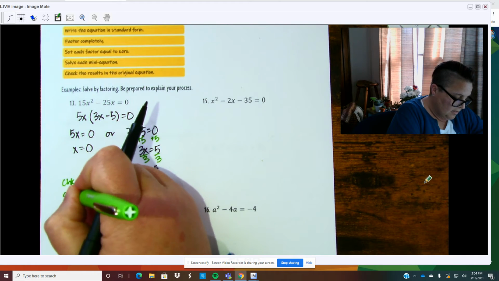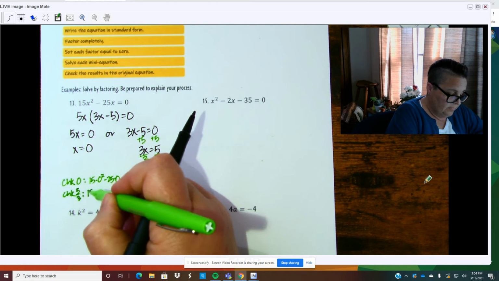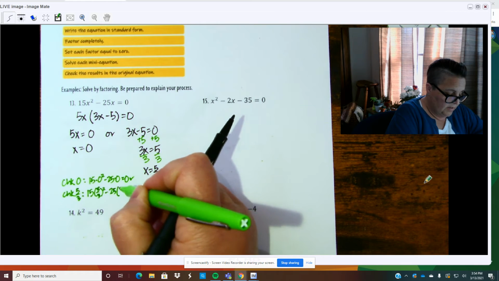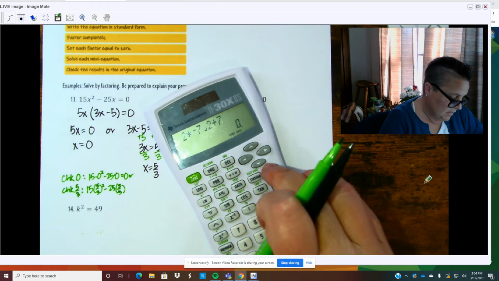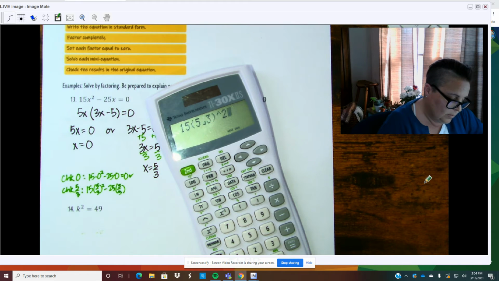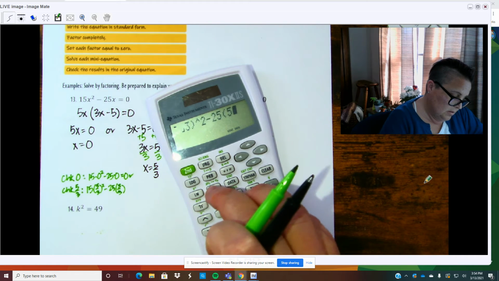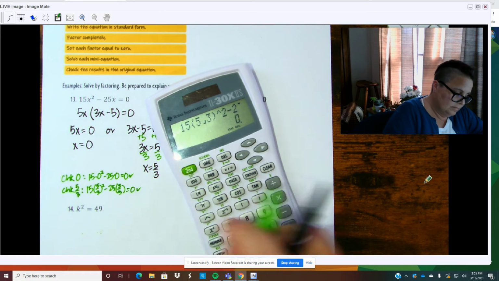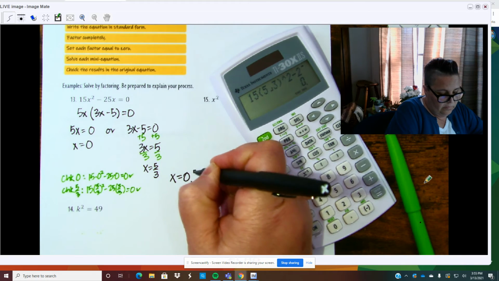And then I'm going to check the 5/3. So that will be 15 times 5/3 squared minus 25 times 5/3. This is where the calculator comes in handy. 15 times 5/3 squaring it minus 25 times 5/3. And I got 0. So my solutions here are that x could be 0 or 5/3.